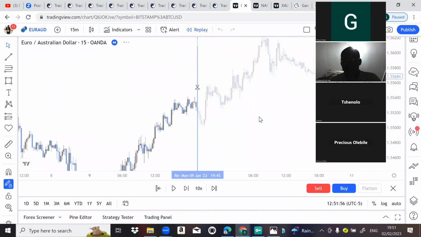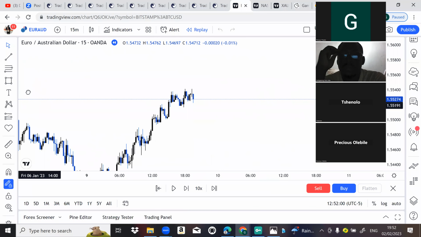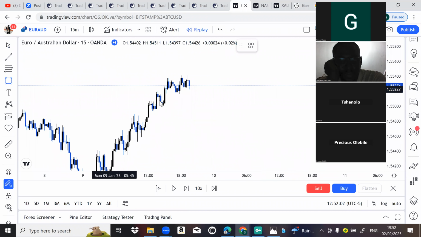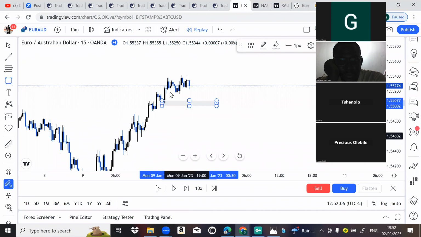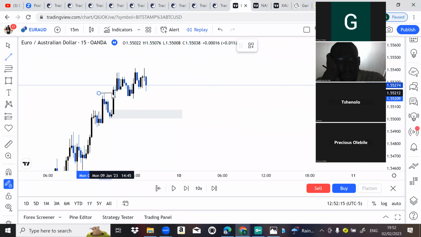Let's say you are analyzing Euro AUD again. Then you realize you have your order block at this position, because it's the last down candlestick before this aggressive move to the upside. After this order block, we have what? We have break of market structure, and then the price returns to the order block. Then you have to do what?